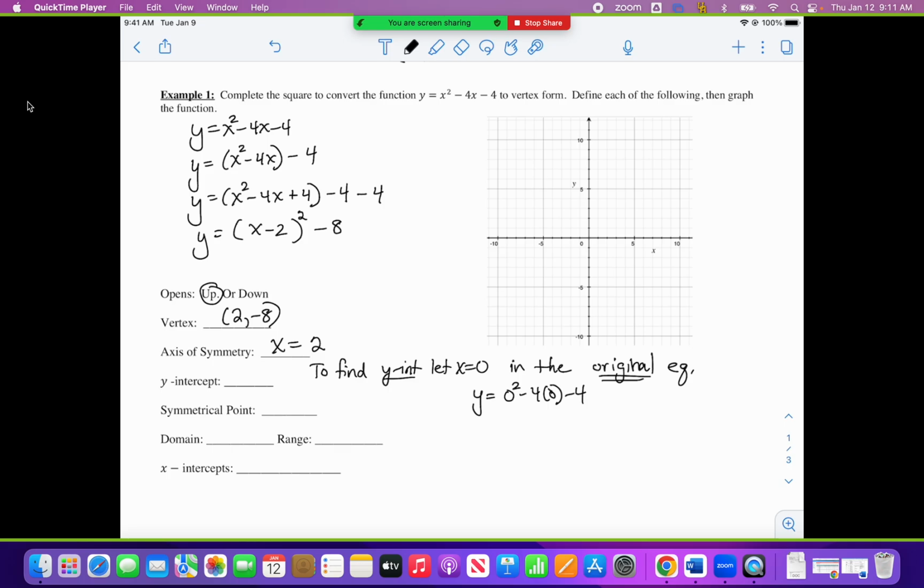So what's the y-intercept? Yeah, Brennan. Y equals -4. Good job. Y equals -4. And if I'd like to put it as an ordered pair, I can say 0, -4. So let's start working this. Let's plot 2, -8, 0, -4.